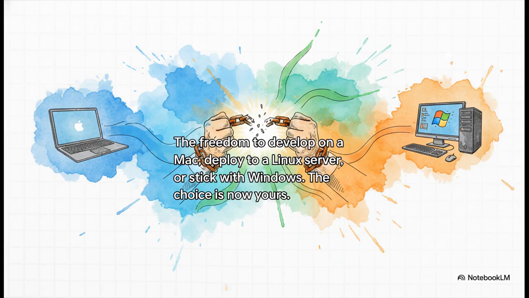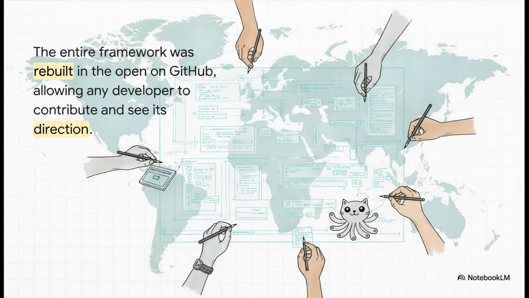And that was promise number one, total freedom. The freedom to build your app on a Mac, run it on a Linux server in the cloud, or, hey, stick with Windows if you want. The choice was finally yours. The chains were broken. Promise number 2 was about tearing down the walls. The entire framework was built out in the open, on GitHub, for everyone to see.